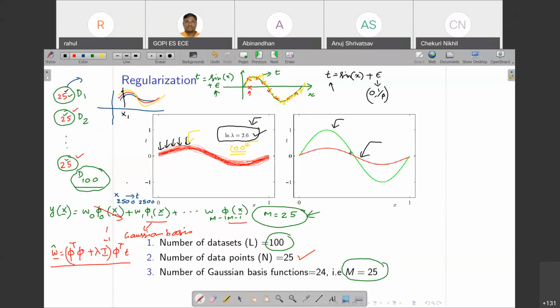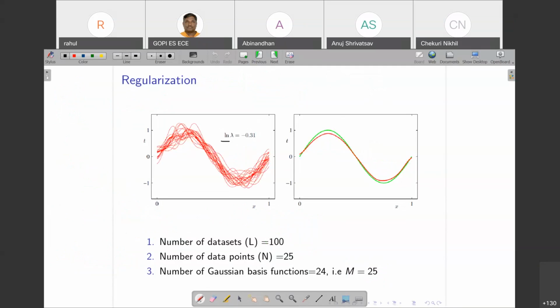We expected this green from the regression model because we know we captured the data only from the sine wave. So you are expecting the regression to be the sine, but you are getting something like this, and even that average is deviating like this. Okay, now we'll go for the next choice of lambda.